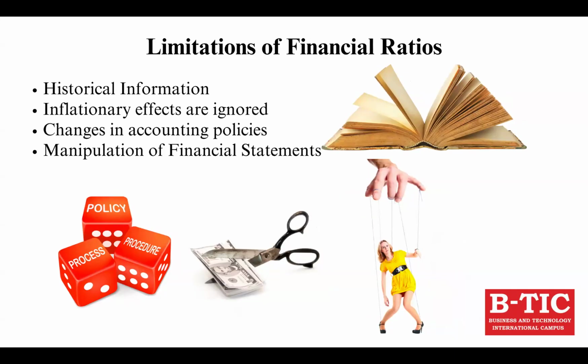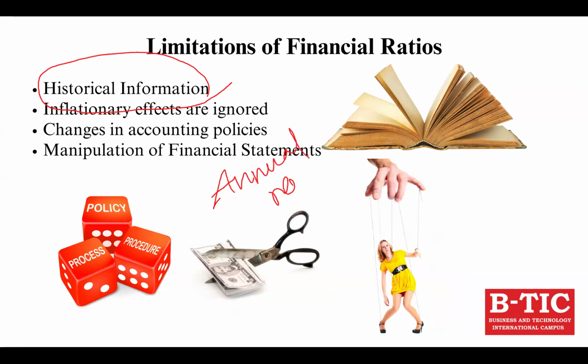And now let's look into the limitations of financial ratios. Yes, number 1, historical information. Now, what are annual reports? These are the past performance of the company, not the future performance. This is something that has already happened. So when you're calculating the financial ratio, you're using the historical information.